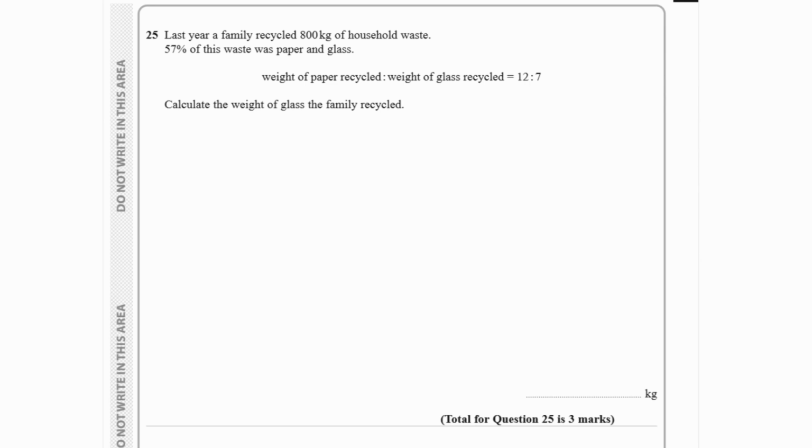First, we can find the weight of the paper and glass that the family recycled, because we know that they recycled 57% of the total waste. That means we just need to find 57% of 800. We can do this by putting into our calculators 57 over 100 times 800, and this will give us 456 kilograms.